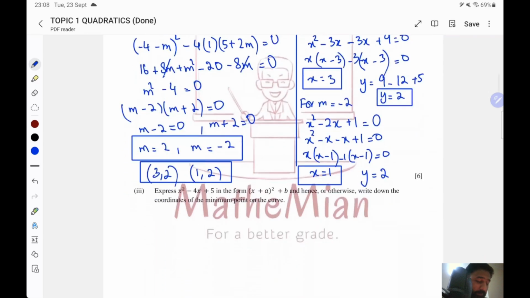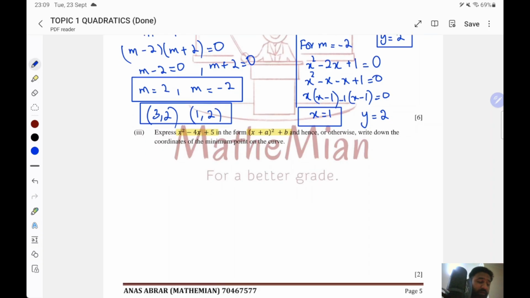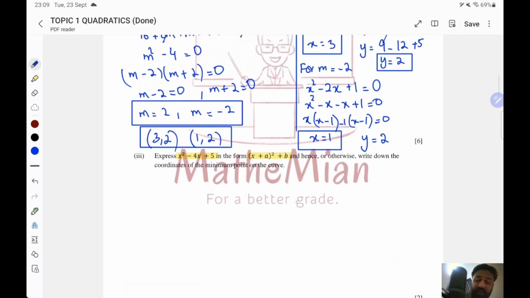Let's move forward. In the next part, it says express this standard form, and he is asking you to express the standard form in the completing square method. So let's do it. That's the same methodology that we are going to use. We already have done a couple of questions earlier as well.